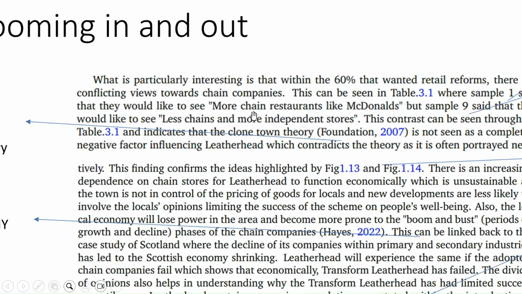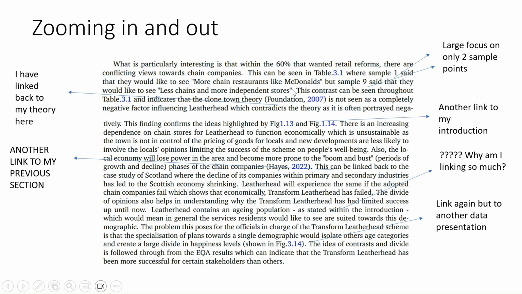I talked about how whilst one sample wanted more chain companies, the other wanted fewer chain companies, and how does this link back to my investigation? Here, I link back by linking to my clone town theory, which I mentioned in my introduction. It shows that clone town theory perhaps is not the biggest problem. Just for context, guys, clone town theory is when a high street becomes saturated with chain companies like McDonald's, Subway, and so on. I painted the clone town theory as a negative thing, but here I said that because there's a contrast between two sample points, perhaps it's not such a negative factor.